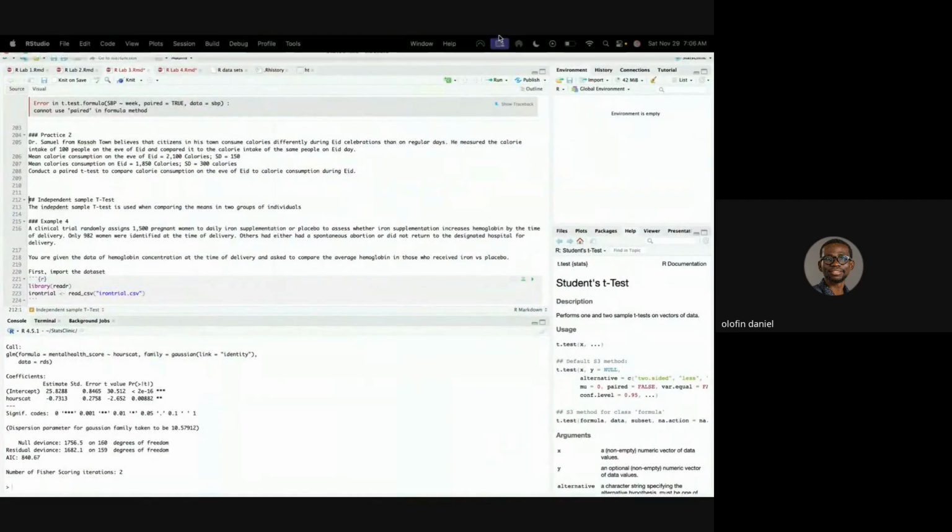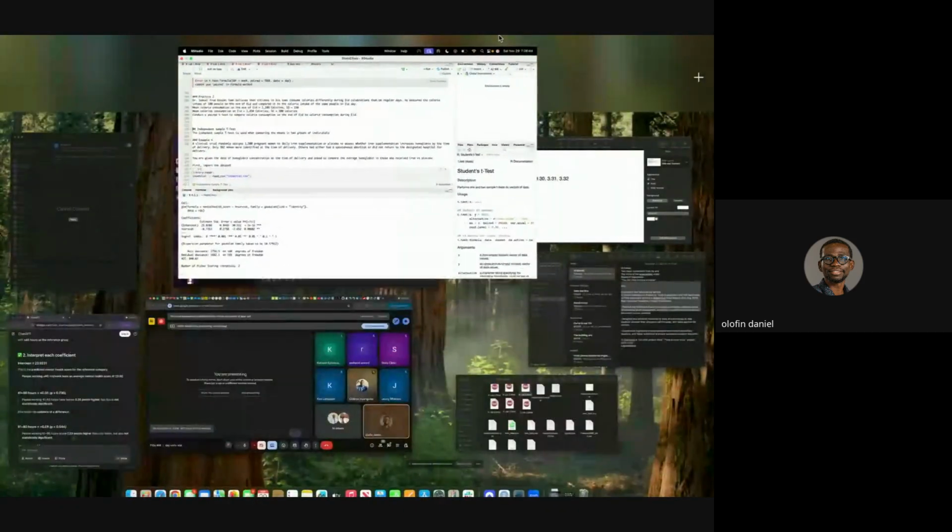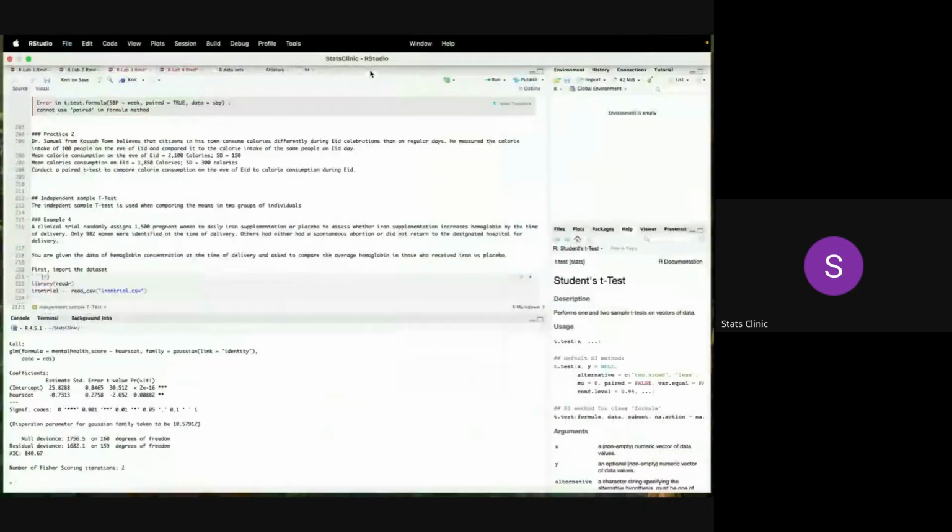Can you see my screen? Yes, we can. Oh, okay.